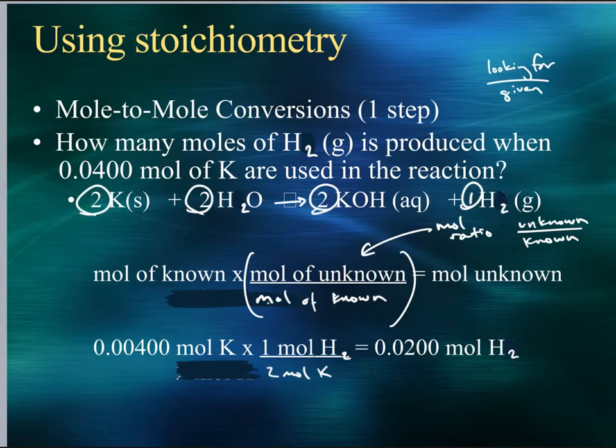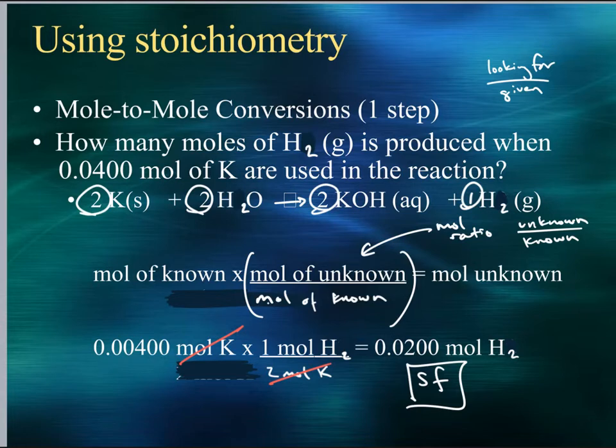Okay, so 2 moles of K. So this is 0.00400 moles of K times 1 mole of H2 over 2 moles of K, which is going to give us 0.0200 moles of H2. All right, don't forget to include significant figures with your answer. And just to show you why this works, look at this. Moles of K cancels out, right? Okay, so that's why we do this.